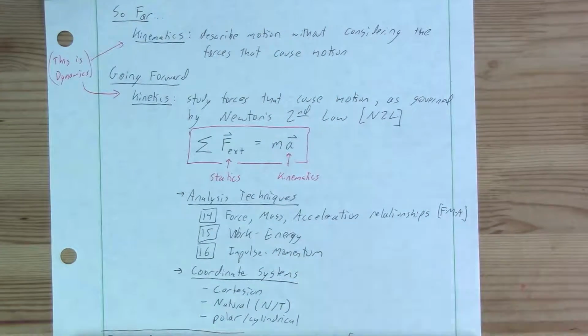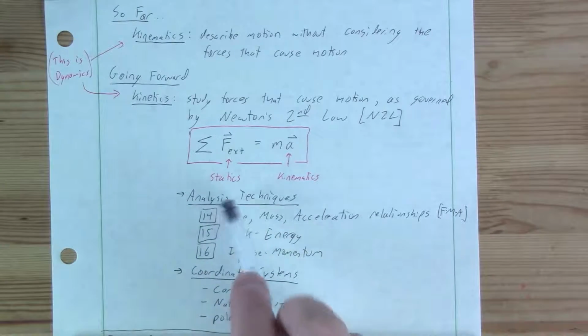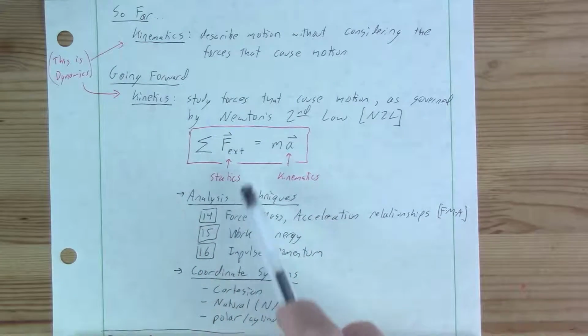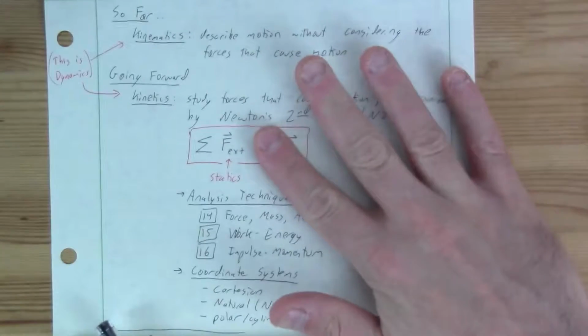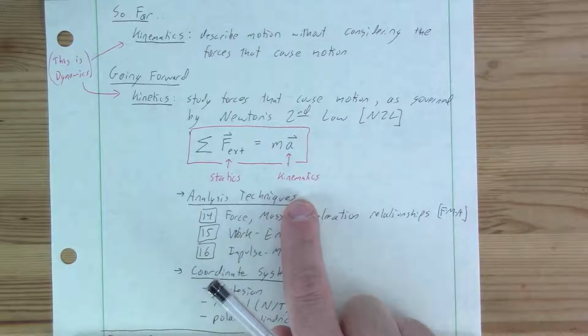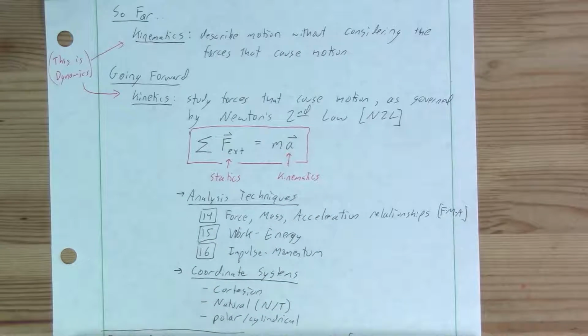This is dynamics. All right, so Newton's second law, remember, is where we sum the forces external to a body, to a particle, to an object, whatever you want to say. Your statics course talked a lot about this. In fact, statics is when this equals 0, nothing over here. And now we've gone into great detail on the kinematics of a particle. And so the analysis techniques we're going to study are force, mass, acceleration relationships directly out of Newton's second law.